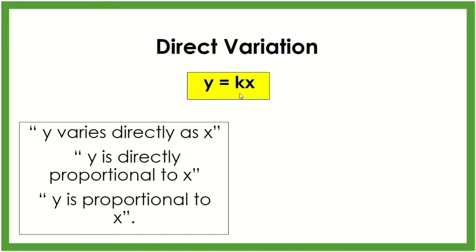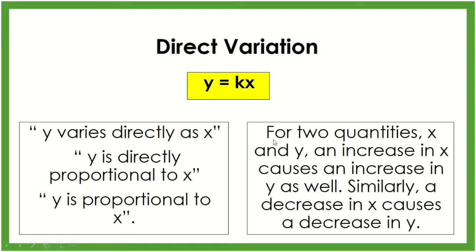Kung ita-translate natin tong tatlong statement na ito, this is the equation, y equals k times x. These statements mean that for two quantities x and y, an increase in x causes an increase in y as well. Kapag nag-increase ang value ng x, mag-i-increase din ang value ng y. Similarly, a decrease in x causes a decrease in y. Kapag nag-decrease ang value ng x, magdi-decrease din ang value ng y.